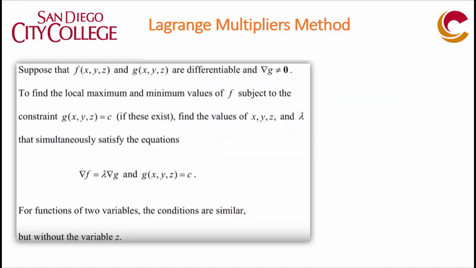Before we do an actual example, let's review the method we will be using. Suppose that f of x, y, z and g of x, y, z are differentiable and the gradient of g is not equal to 0. To find the local maximum and minimum values of f subject to the constraint g of x, y, z equals c, if these exist, find the values of x, y, z and lambda that simultaneously satisfy the equations the gradient of f equals lambda gradient of g and g of x, y, z equals c. For functions of two variables, the conditions are similar, but without the variable z.